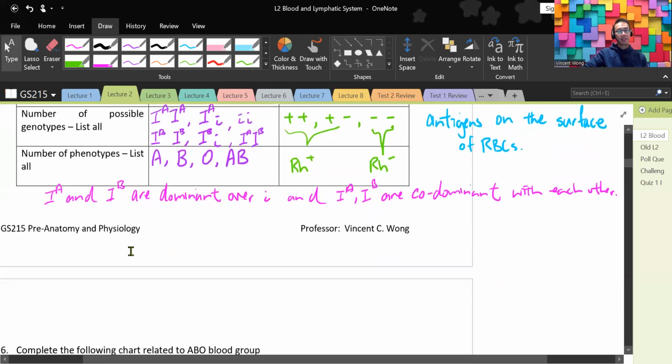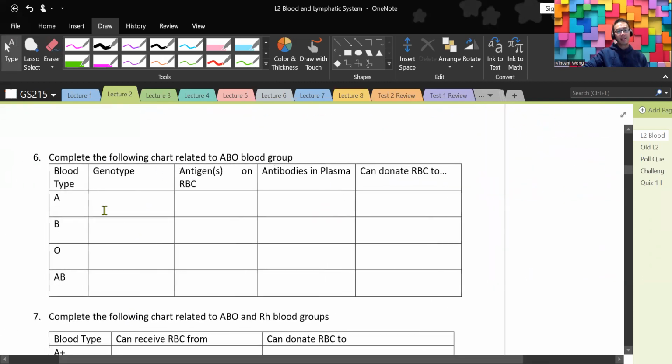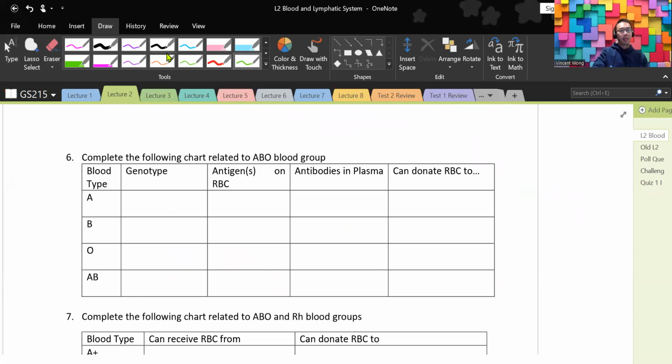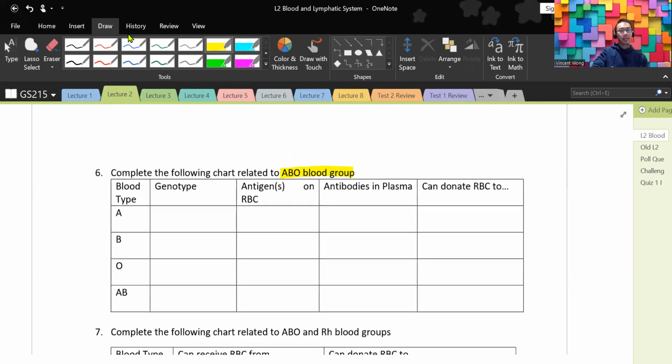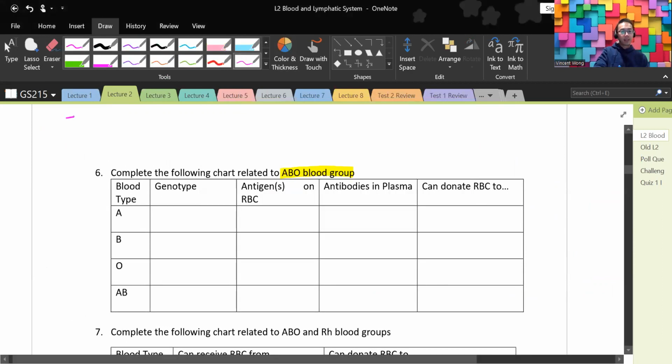Great. Now I know I did this chart already, but probably it's a good idea to go through it again. Okay, if you've done it already, we'll just review it together. All right. Complete the following chart related to ABO blood group. All right, so this is only ABO blood group. We are not talking about RH for the moment. Right, and the key thing here to know is this. Let's write down in pink right here.